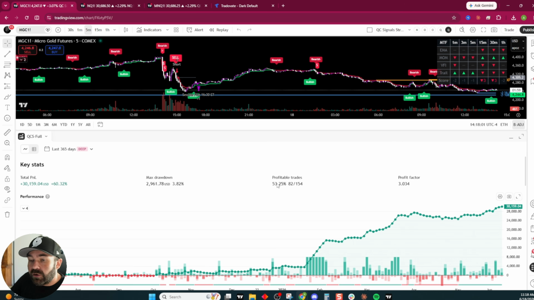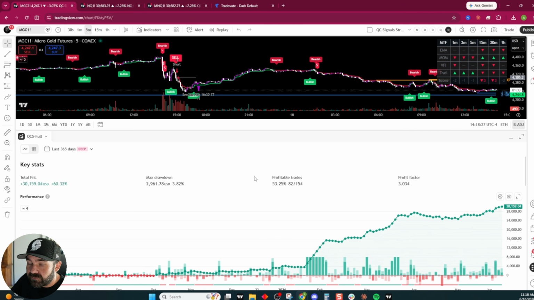You can see over the last 365 days, it actually only took 154 trades for a profitable trades percentage of 53.25, but the profit factor is great. The main part of this is it caught the gold run up to all-time highs. So a lot of this build came from right here. You can see we went a little negative earlier in the year and then gold ran to its all-time highs and it's still performing well.